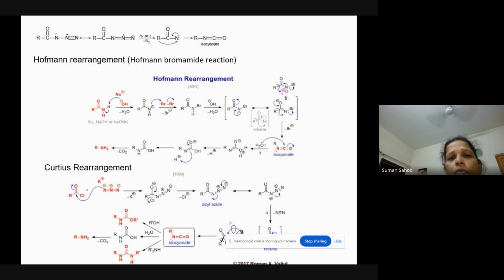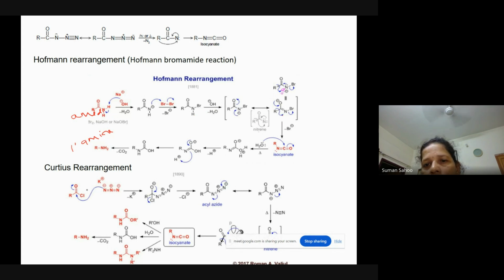The first one is the Hofmann bromamide reaction, also known as the Hofmann rearrangement. In this one, from an amide you get a primary amine with one carbon atom less. What happens here in the presence of alkali is that it first takes out this proton and generates a negative charge, so we get this anion. This anion then gives you this N-bromo amide. Then it again takes out the proton from here, generating your nitrene.